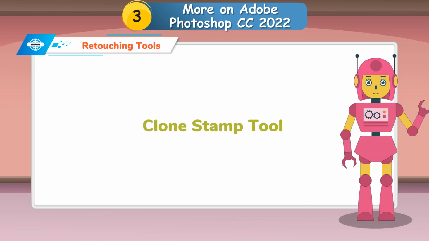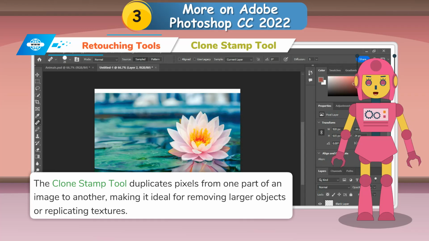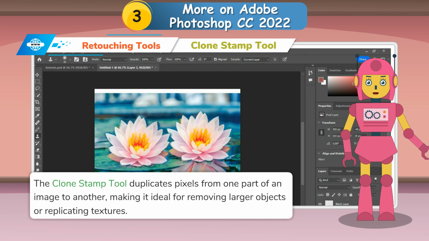Clone Stamp tool. The Clone Stamp tool duplicates pixels from one part of an image to another, making it ideal for removing larger objects or replicating textures.